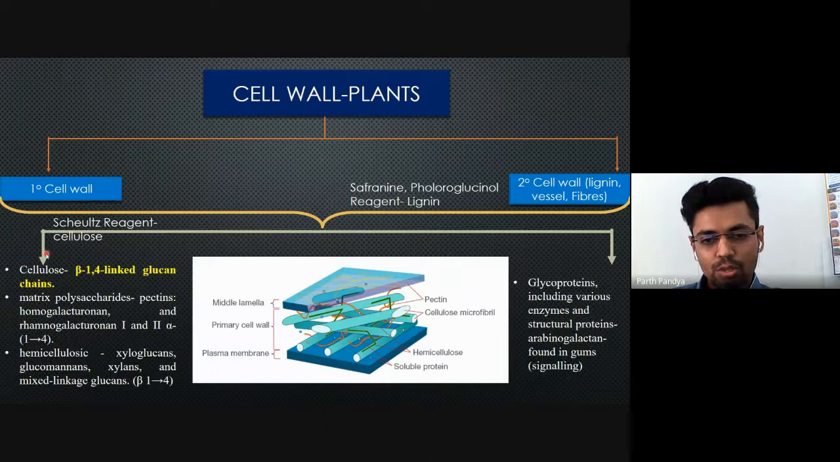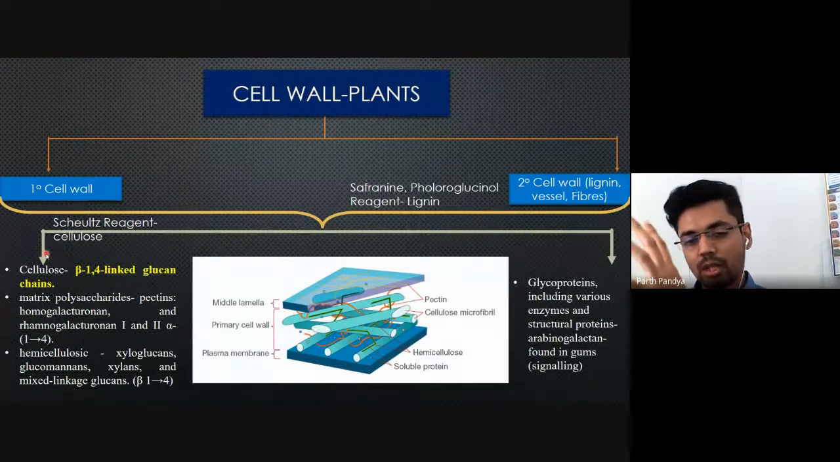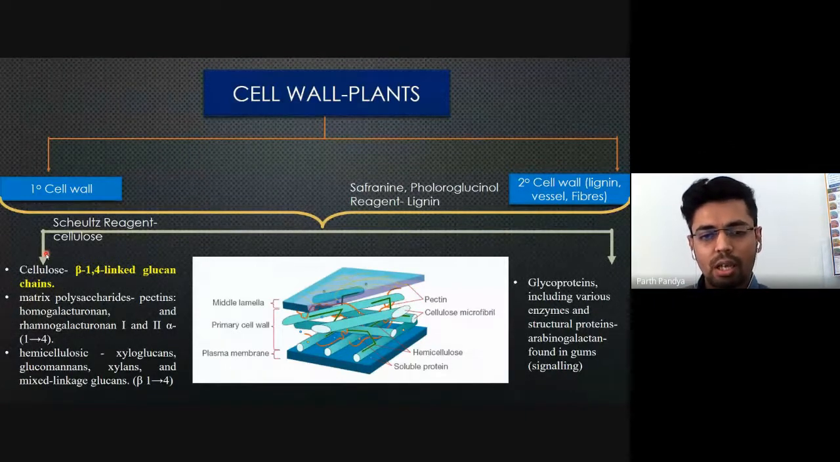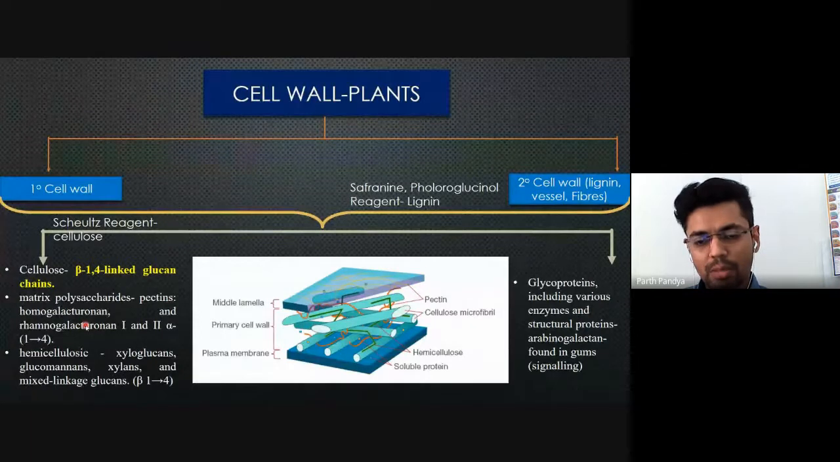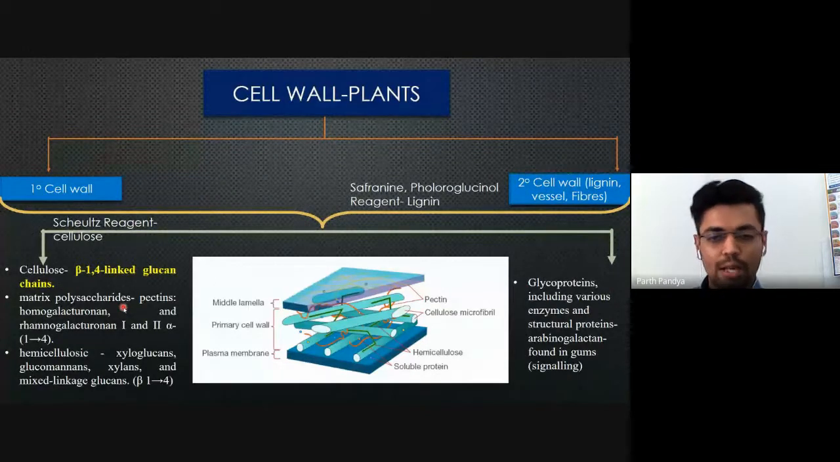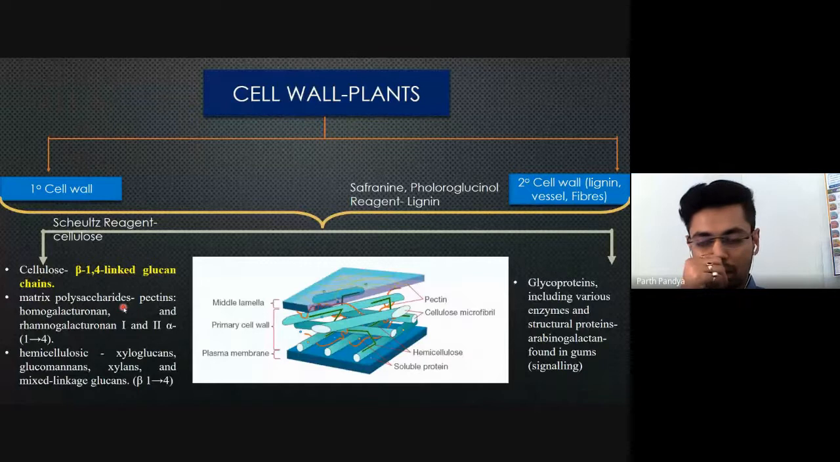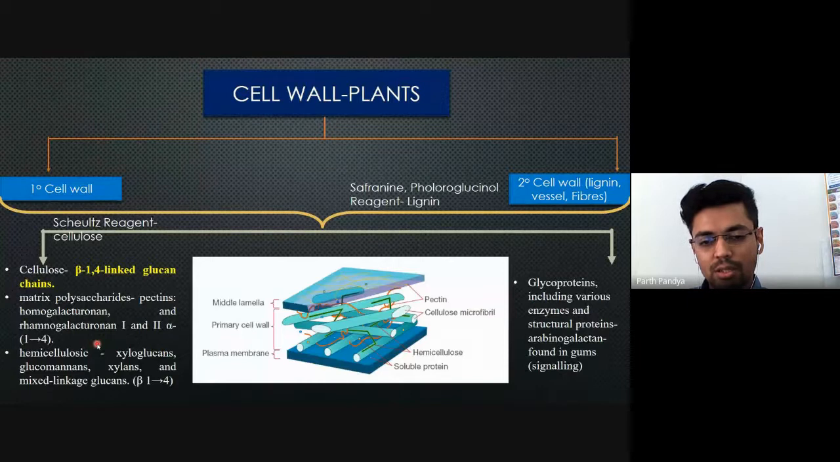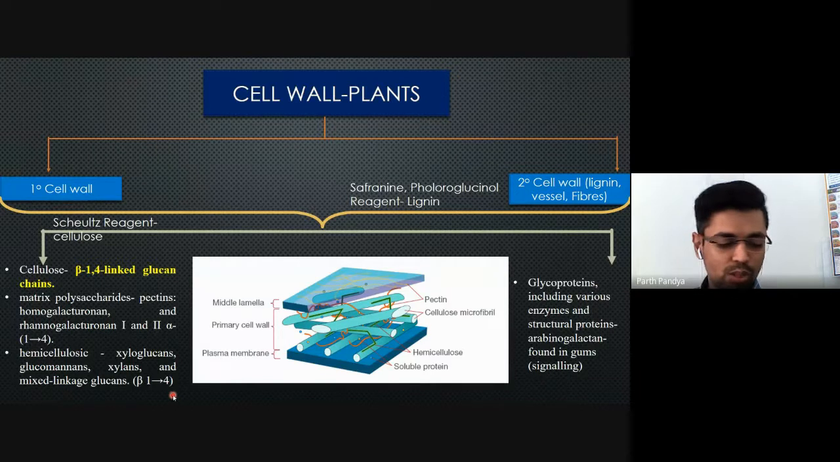So cellulose, biochemically, we know the structure is 1,4 beta linked glucan chains. Moreover, the primary wall contains the matrix polysaccharides, that is pectins, homogalacturonan and rhamnogalacturonan, which are alpha 1,4 linked. Then we have hemicellulosic xyloglucans, glucomannans, xylans, and mixed linkage glucans, which are beta 1,4 linked. So that makes up a complex primary cell wall, and that eventually gives rigidity to the plants also.